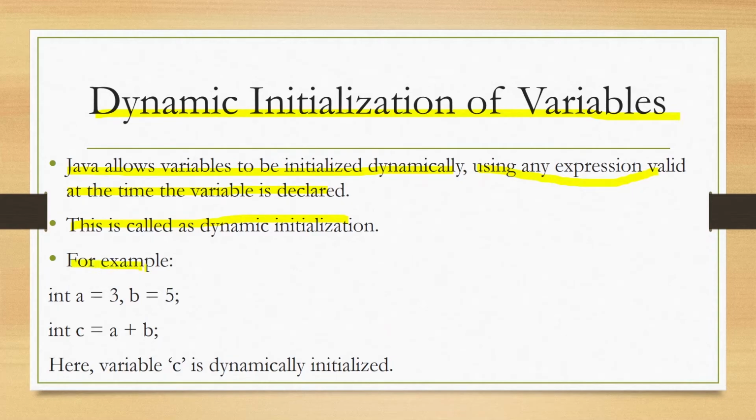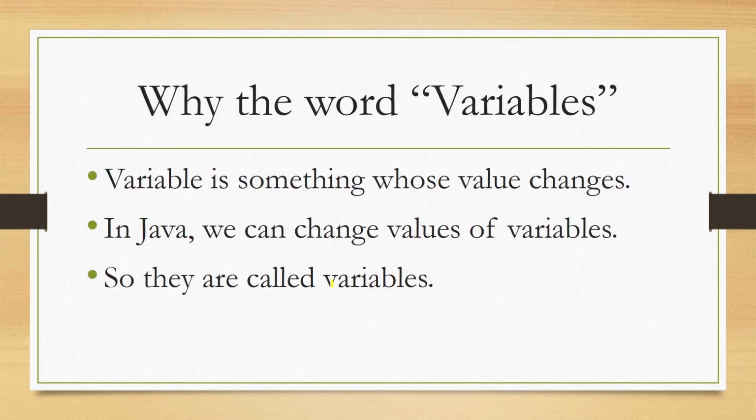So this is the same example we saw, and a is 3 and b is 5 and c is a plus b. So we would have 8 as our answer here. The value of variable c would be 8. So here c is a dynamically initialized variable. So I hope dynamic initialization is clear.